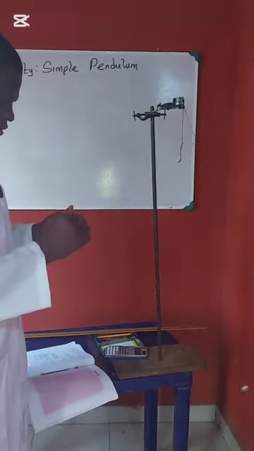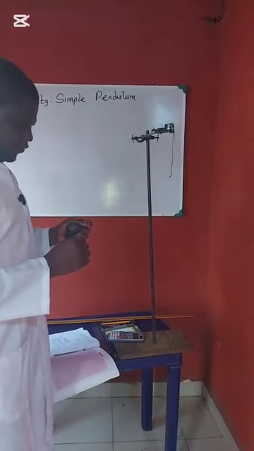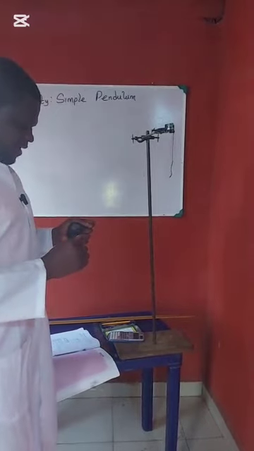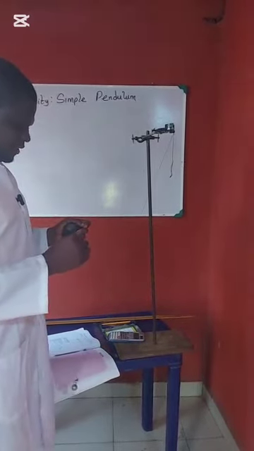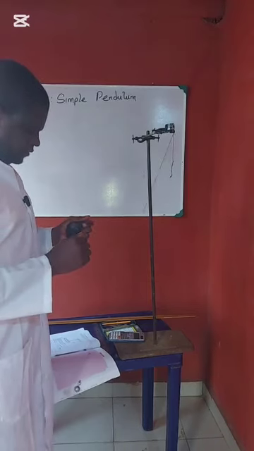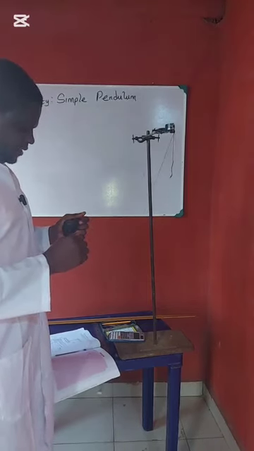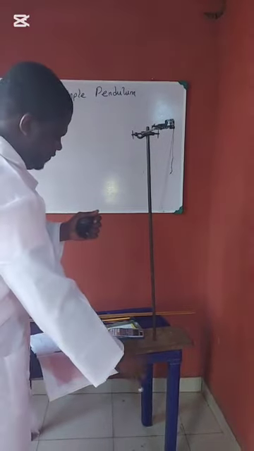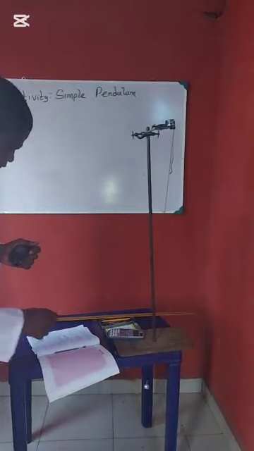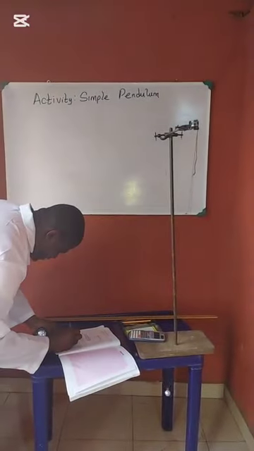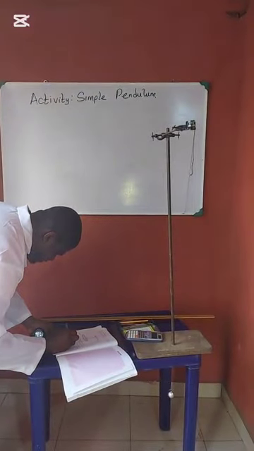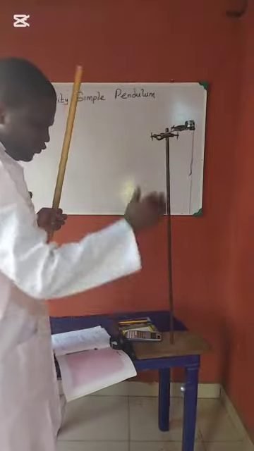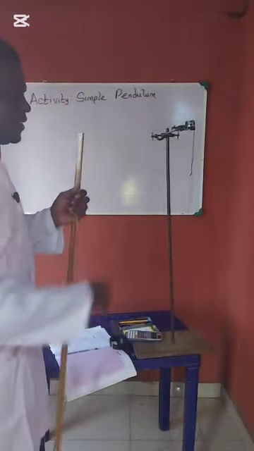1, 2, 3, 4, 5, 6, 7, 8, 9, 10. I have here 18.25. So I'm going to write here 18.25. The next is that we adjust this thread to be equal to 80 cm.